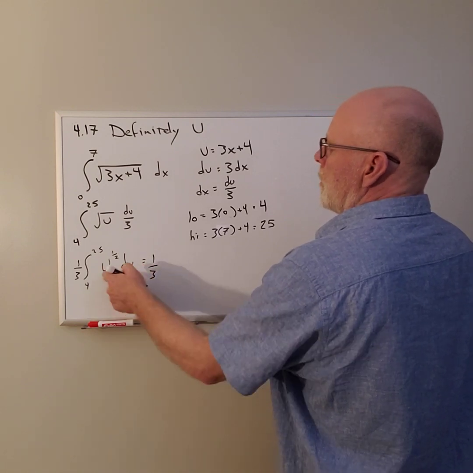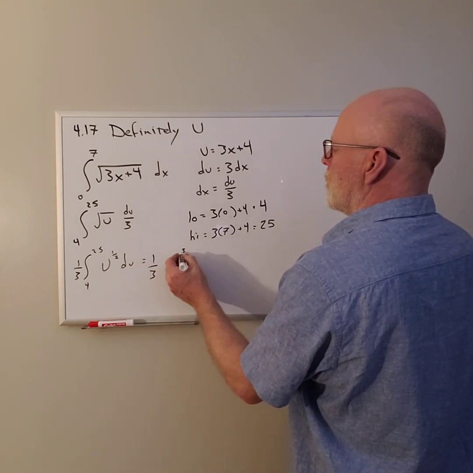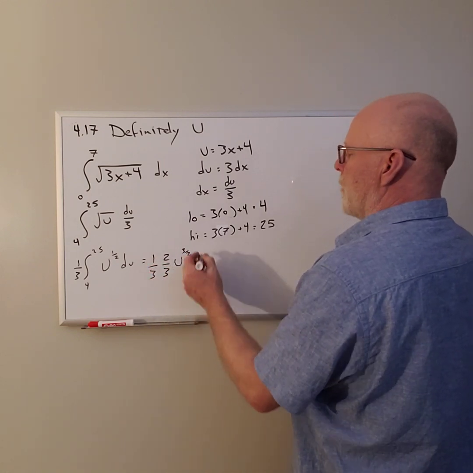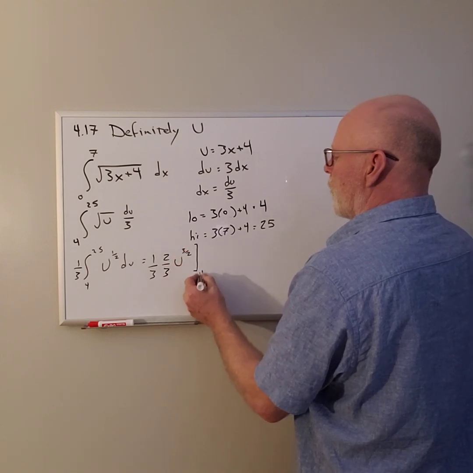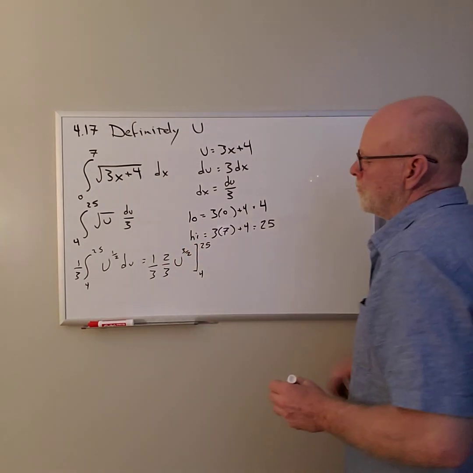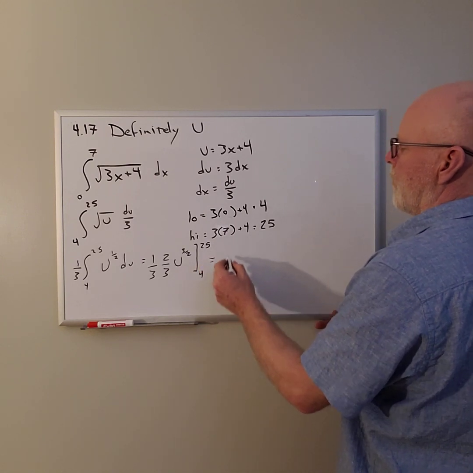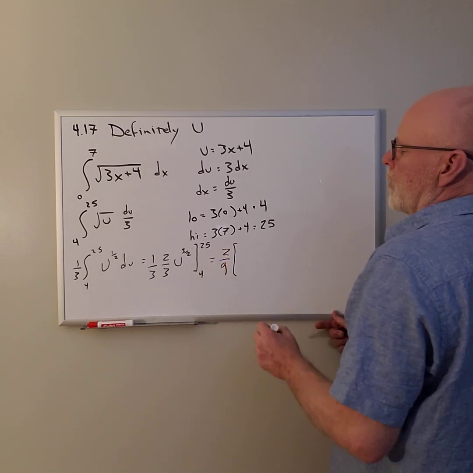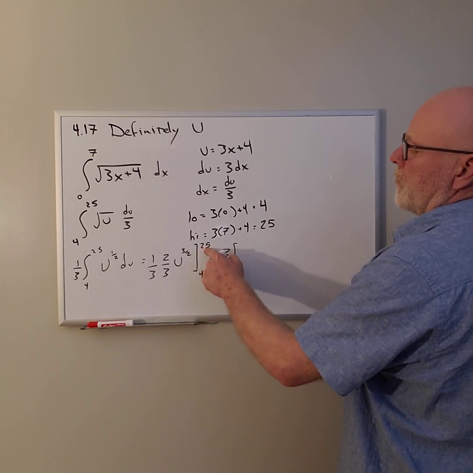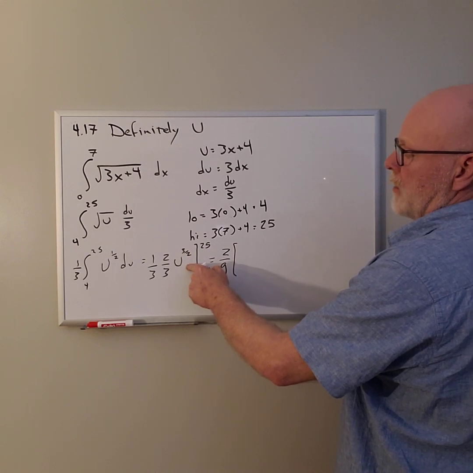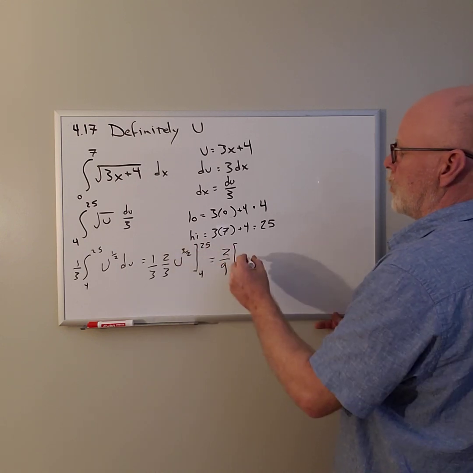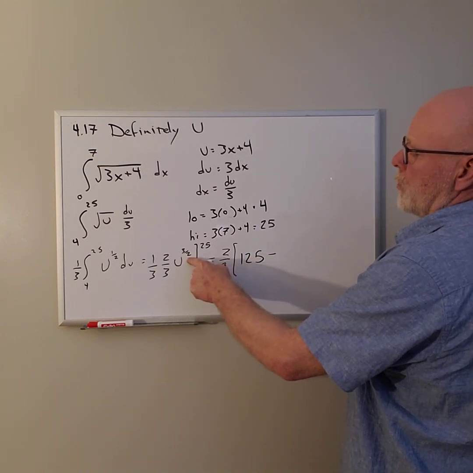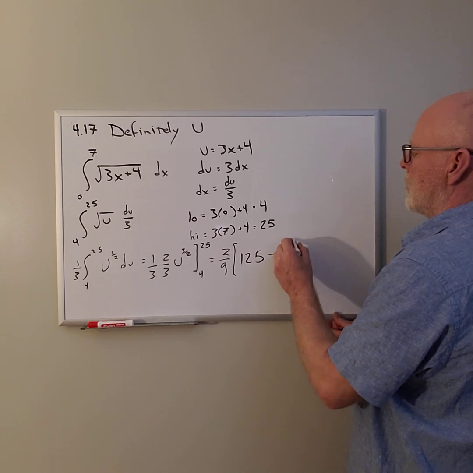1/3 u to the 1/2 gives us u to the 3/2 and then times 2/3, or divided by 3/2, and our limits are from 4 to 25. So we have 2/9 out front, and then when we evaluate this, we put in the upper limit first, right? 25 to the 3/2 power means square root, so 5, then cubed is 125. And we put a 4 in here. The square root is 2, to the 3rd power is 8.